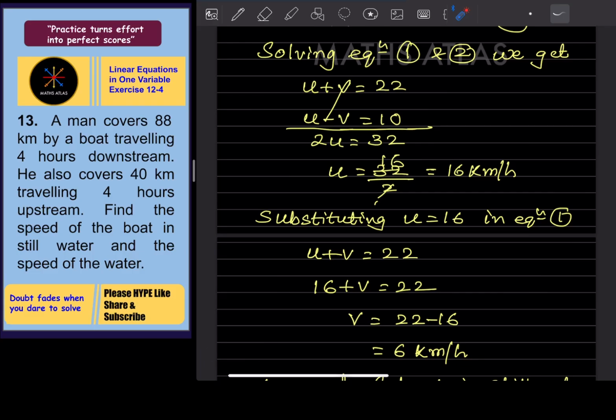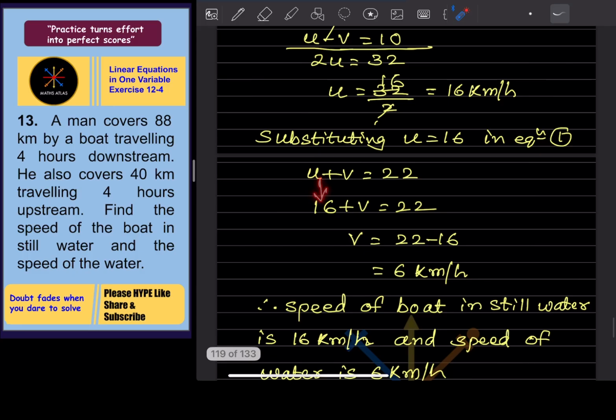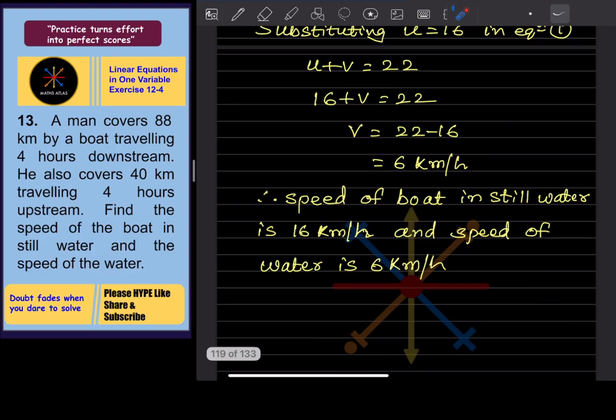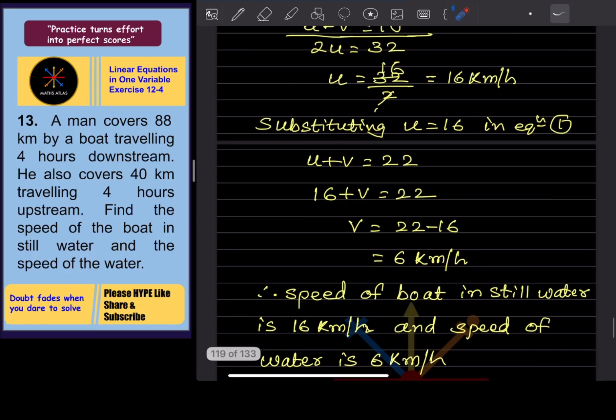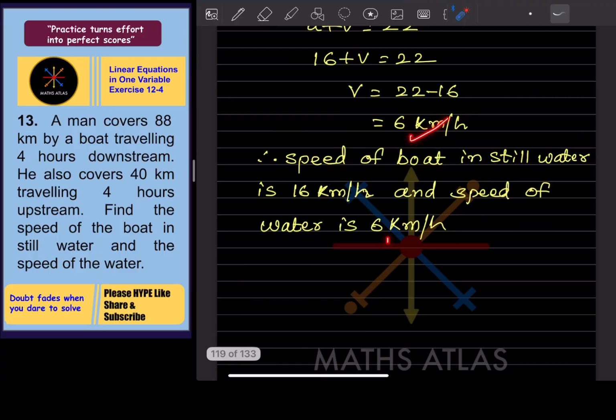So substituting u is equal to 16 in equation number 1, substitute 16 here. So v is going to be 22 minus 16, which is going to be 6 kilometer per hour. So we can say speed of boat in still water is 16 kilometer per hour, because the speed of boat is u, which is given as 16 kilometer per hour, and speed of water is 6 kilometer per hour.